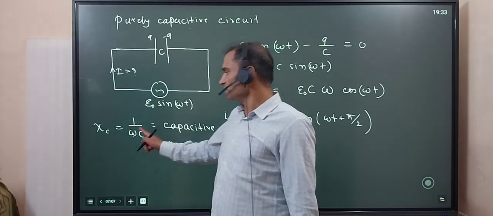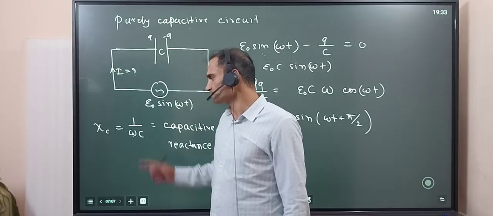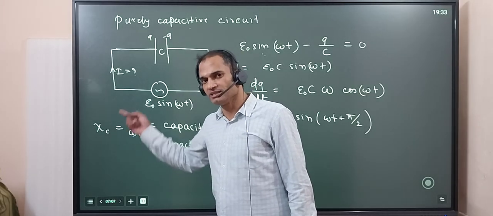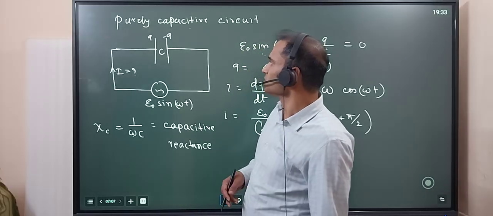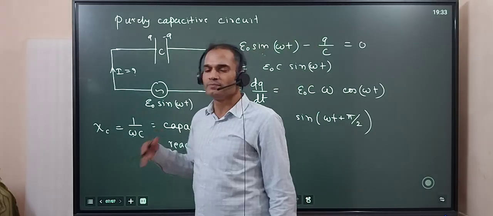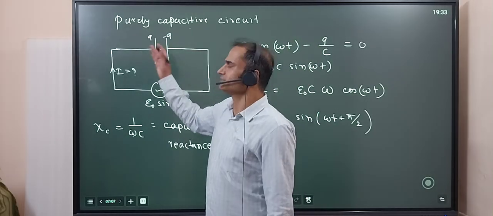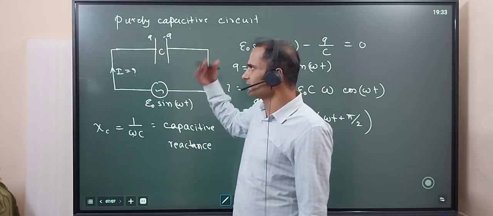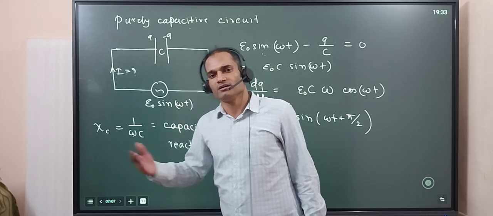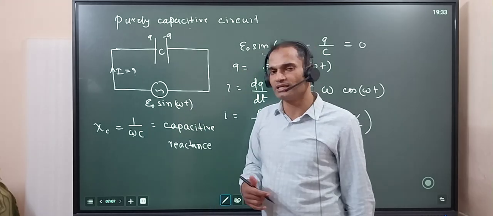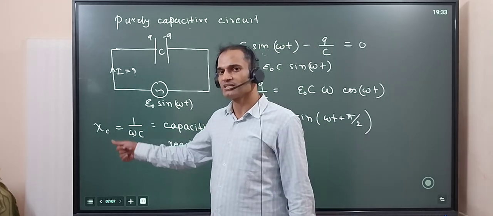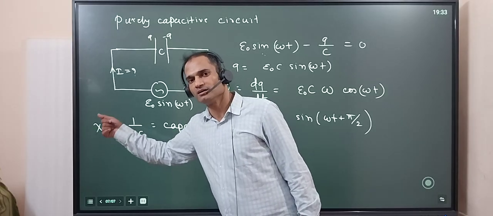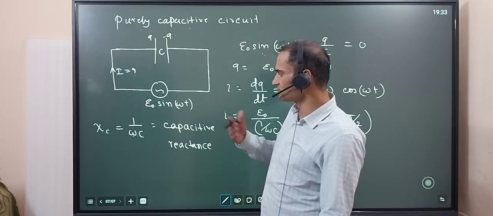So if omega is small, time period is high, okay? So you can see that charge flow will be slower, it will be charged, but after a long time, okay? It will get discharged, but it will take a long time. So you can see that if omega is small, Xc will be large, resistance will be large.